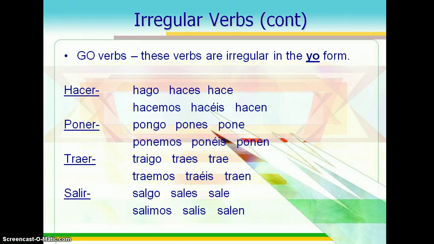Here are some other common go verbs. You have hacer, which is to make or to do, poner, to put, traer, to bring, salir, to go out or to leave. Notice it's only in that yo form. Otherwise, they follow the same rules as mentioned earlier.